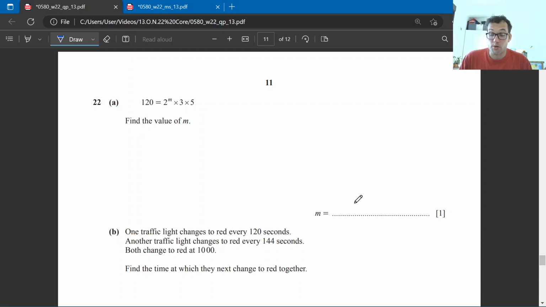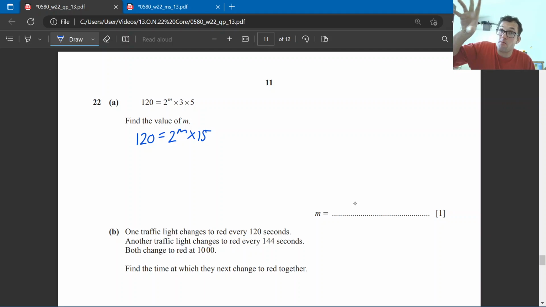Question 22. What is going on here? Okay. Oh my goodness. What have they done? Find the value of m. Well, let's just do what we can, right? We can do 3 times 5 is 15. That's fine. But we can't multiply it by the 2 because the 2's got a little m there. That's in the way. It's like keeping it captive.